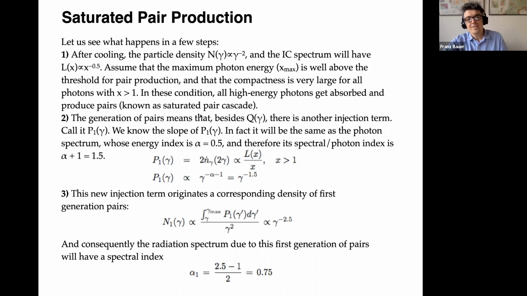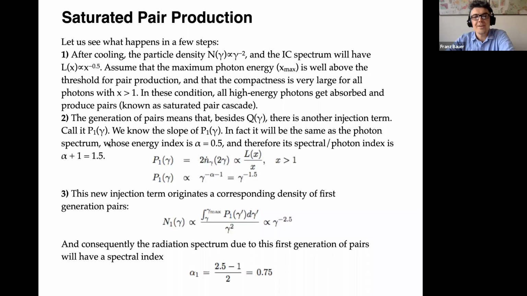We generate pairs, and that means that besides the injection rate, we have a new injection term from these photons which were generated. We call this injection term P, and so we have a slope for P. We plug that back in, and the injection rate P is proportional to the change in the number density of photons times 2 gamma. This is proportional to the luminosity, and then proportional to gamma to the -1/2.